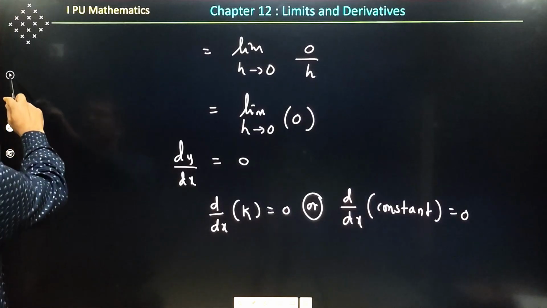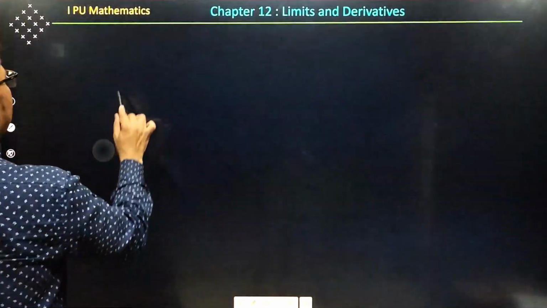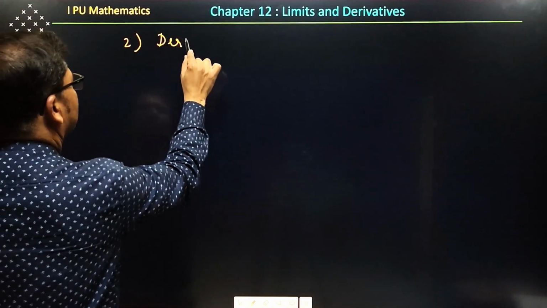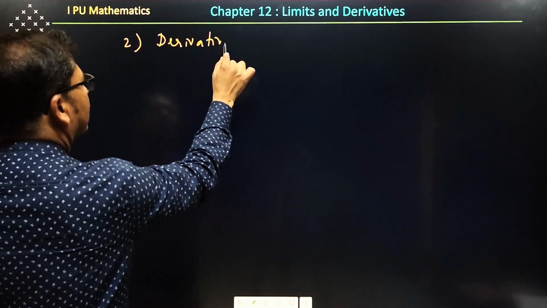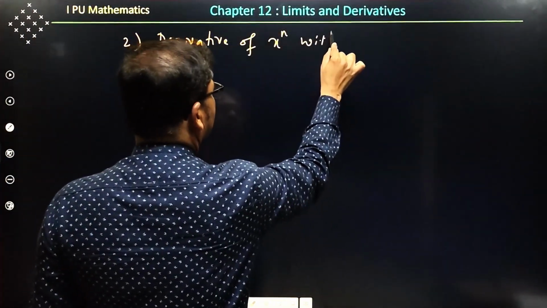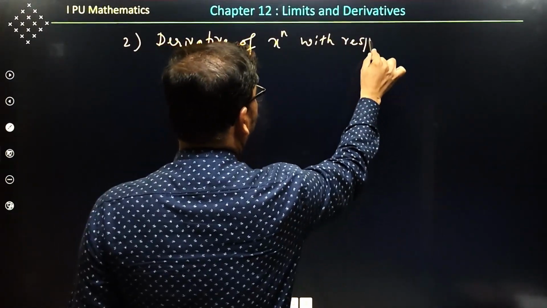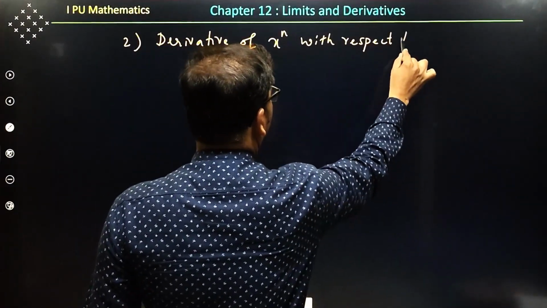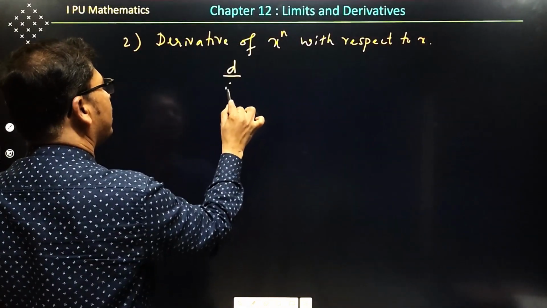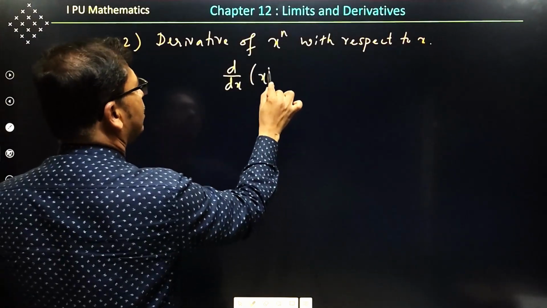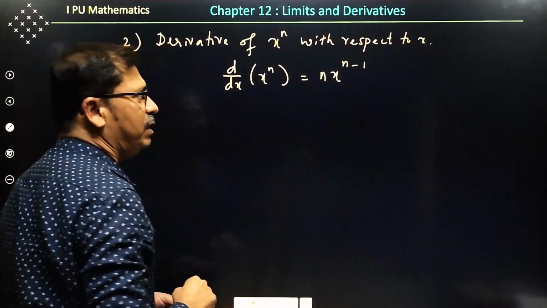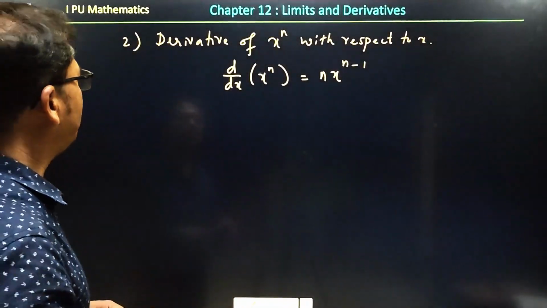Now let me take into consideration next one. Second one, derivative of x raised to n. Derivative of x raised to n with respect to x. That is the d by dx of x raised to n. This is found to be n into x raised to n minus 1. This is the rule here. n x raised to n minus 1. Let us prove this here.